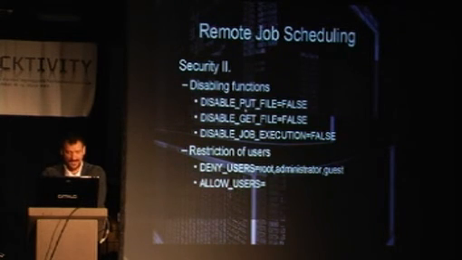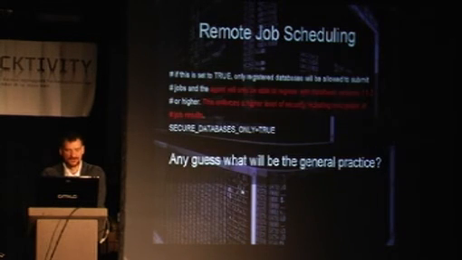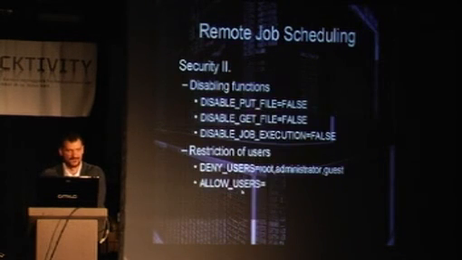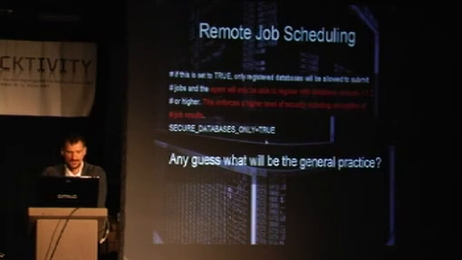Security 2. What else can I do? I can disable put file and get file. I can disable job execution as a whole, but then why did I install the agent, obviously? And there are two important parameters that allow me to restrict users. I can specify who can run commands through the agent. Those of you who sit here will probably know immediately which of these two parameters should be used.